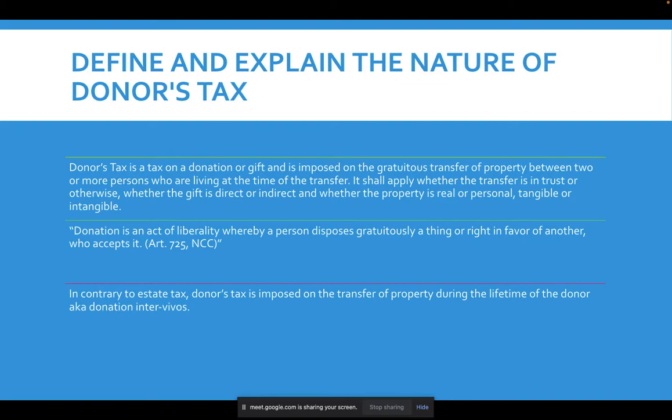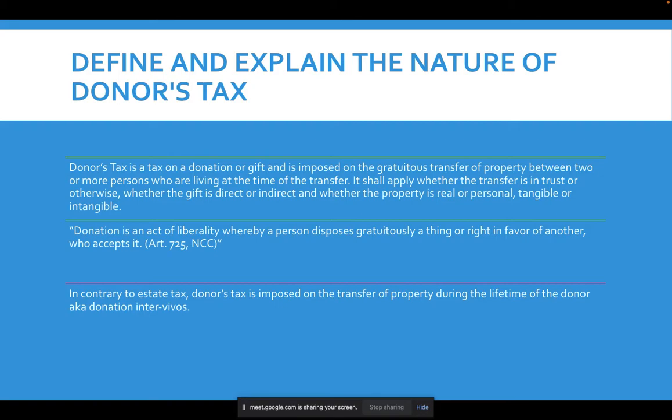So donation is an act of liberality whereby a person disposes gratuitously a thing or right in favor of another who accepts it. So, ang ibig po sabihin dito, hindi po siya nangangailangan ng kapalit. Hindi po siya onerous kasi it's an act of liberality of one person na gustong magbigay. Okay? In contrary to estate tax, donor's tax is imposed on the transfer of property during the lifetime of the donor. Okay? Also known as donation inter vivos.